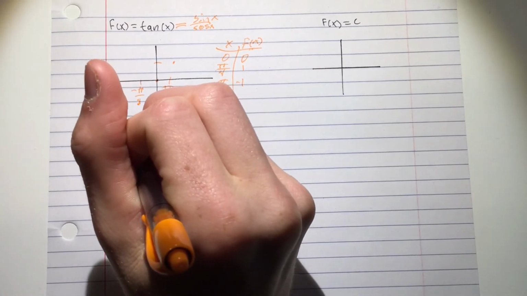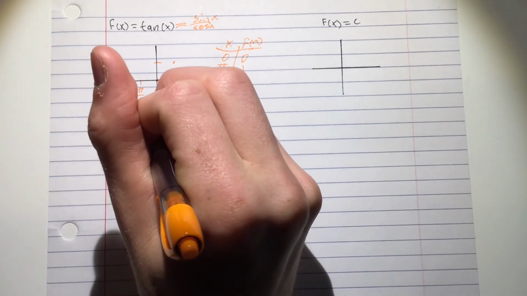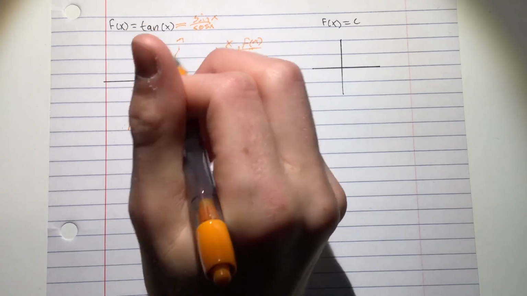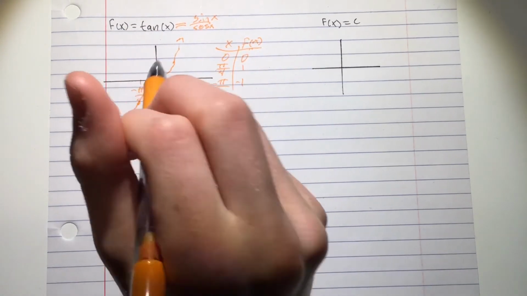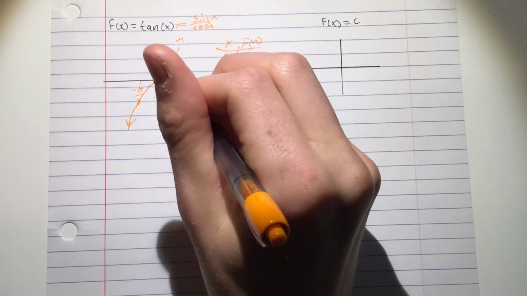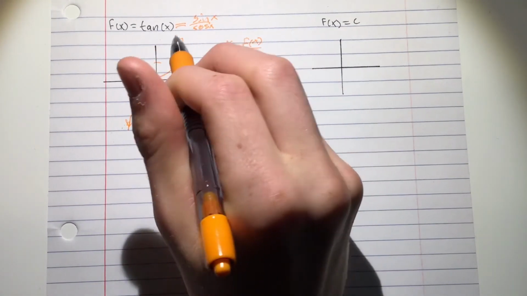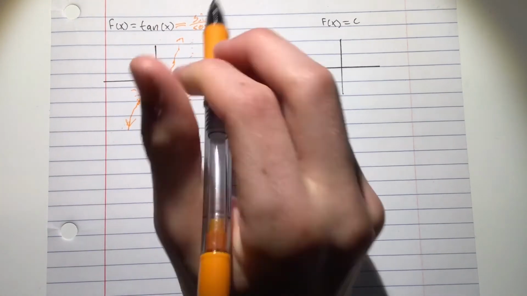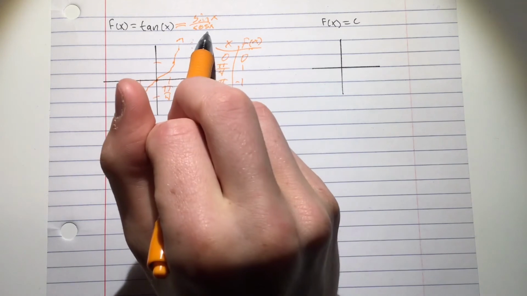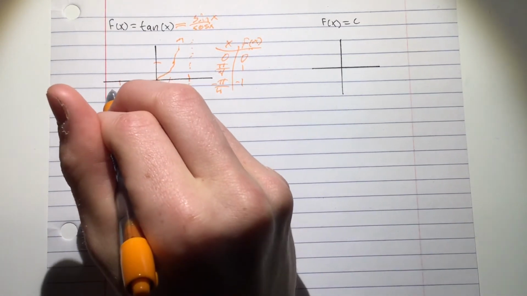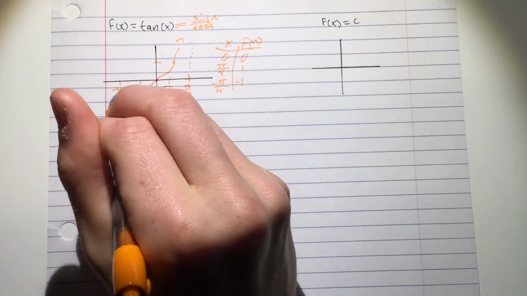The graph of tangent kind of looks like cube root of x, except it's periodic, so this pattern repeats every pi. As we approach pi halves, this graph goes up to infinity. It never quite touches pi halves because cosine of pi halves is 0, and dividing by 0 makes it undefined. And the same thing at negative pi halves.